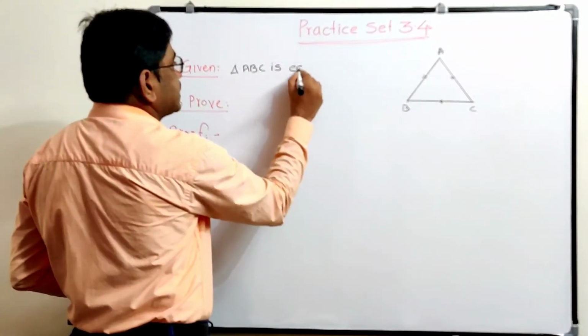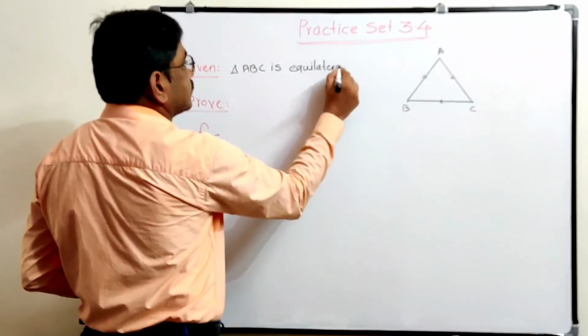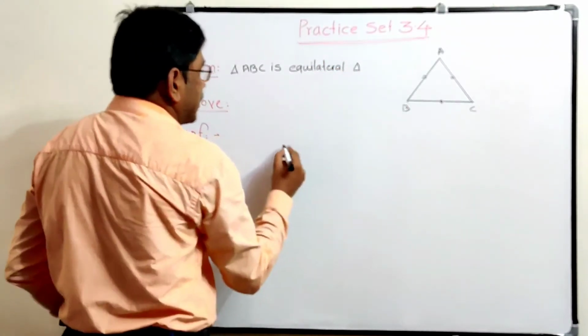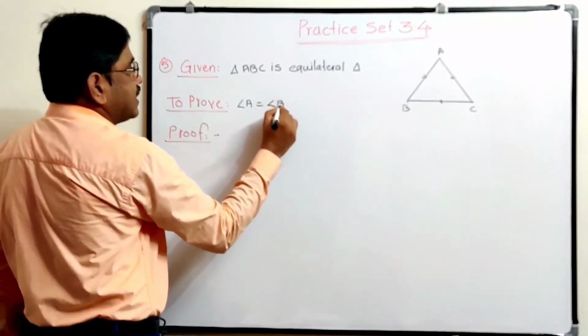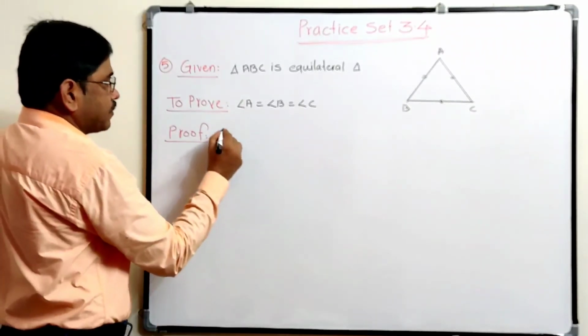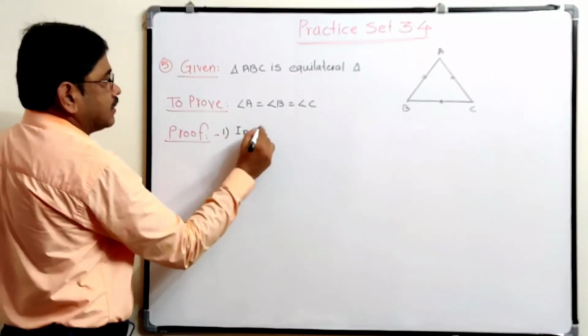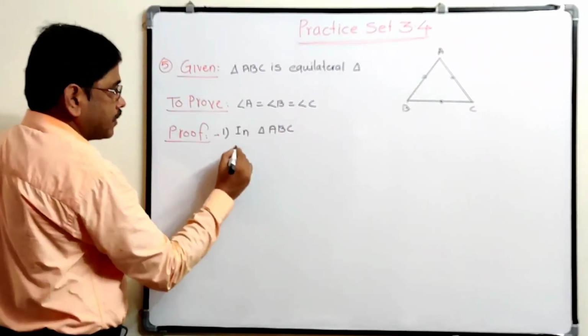Given: triangle ABC is an equilateral triangle. Then what we have to prove? Angle A equals angle B equals angle C. Proof. First step: in triangle ABC, use the theorem of isosceles triangle.